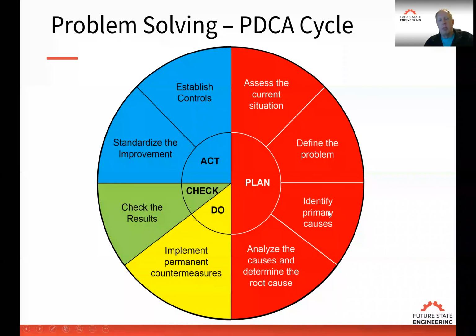Then once we define the problem, we want to go through and identify primary causes. So what are the things that are causing the effects to be evident? And we want to identify those primary causes. Then we want to use that information to analyze and determine the root cause. So we always want to speak with data and find evidence that supports our logic and our root cause analysis. So this is the planning cycle of the PDCA cycle.